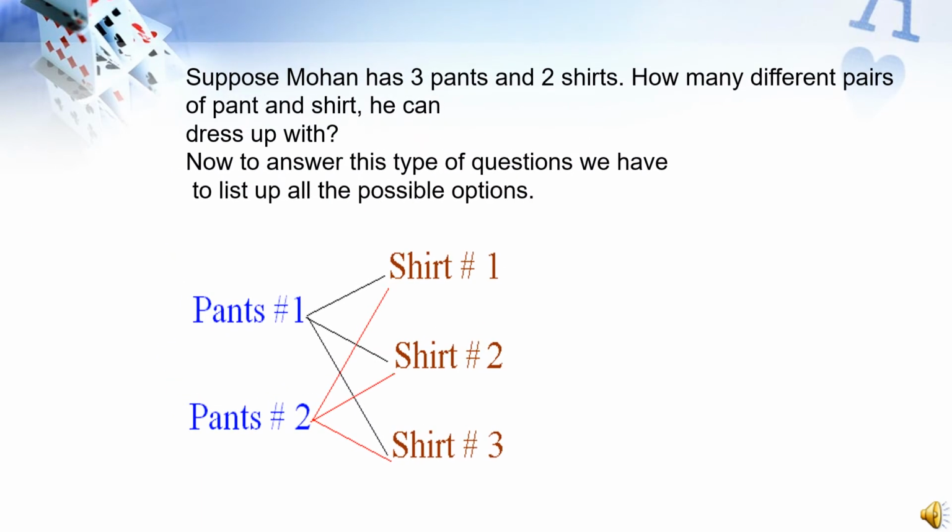Consider one example. Suppose Mohan has 3 pants and 2 shirts. How many different pairs of pants and shirts can he dress up with? To answer this type of question, we have to list all the possible options. For pant 1, there are 3 options: shirt 1, shirt 2 and shirt 3. Then select pant 2. Pant 2 can go with shirt 1, shirt 2, shirt 3 again. So in all we are getting 6 ways.